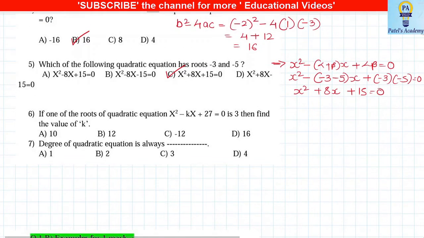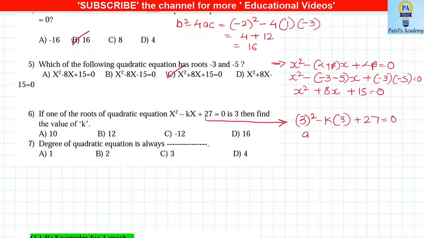Next, the sixth one, we have to find the value of k if one of the root is 3. So what we have to do is we have to substitute the value of x as 3. So that is 3 square minus k into 3 plus 27 equal to 0. That is 9 minus 3k plus 27 equal to 0. So minus 3k plus 36 equals to 0. Minus 3k equals to minus 36. So k equals to, divide, I get 12. So answer is B, 12.